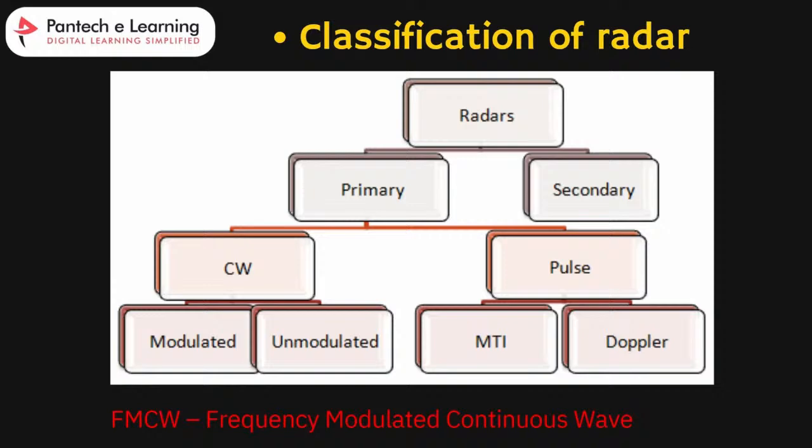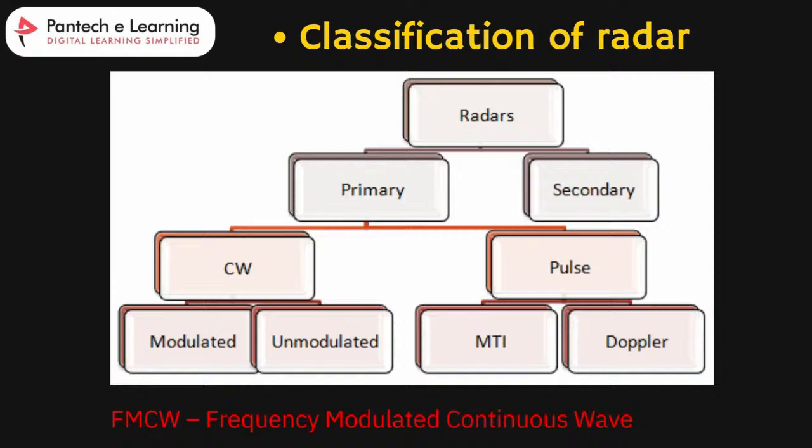Another one is pulse radar. So what is pulse radar? It emits short pulses of radio waves, and it measures the time delay for the echo to return to determine the target's range. So this is pulse radar.